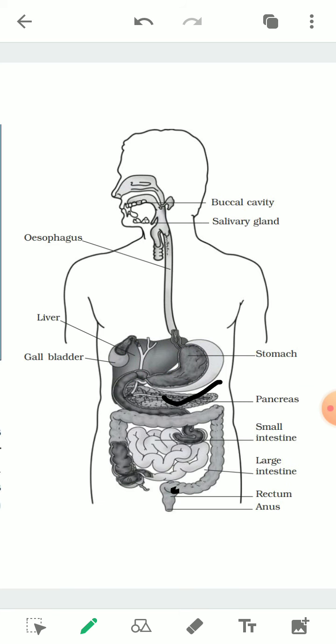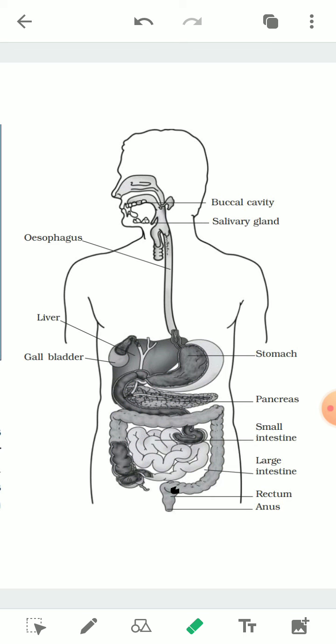And this is the pancreas. The pancreatic juice acts on the carbohydrates and proteins and changes them into simpler forms. It also helps in the breakdown of carbohydrates and fats.